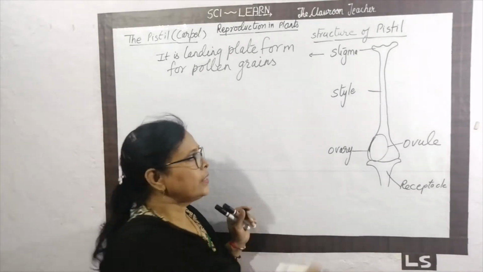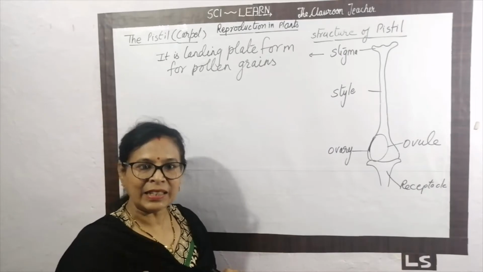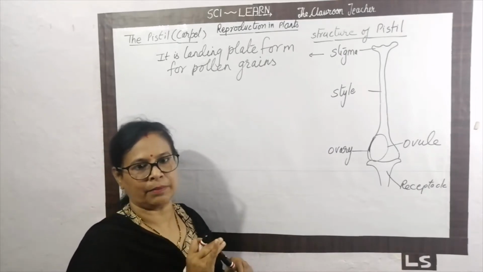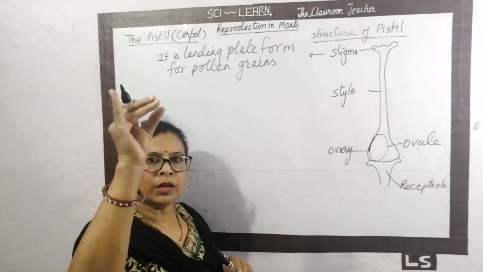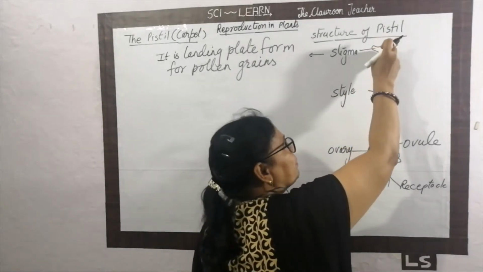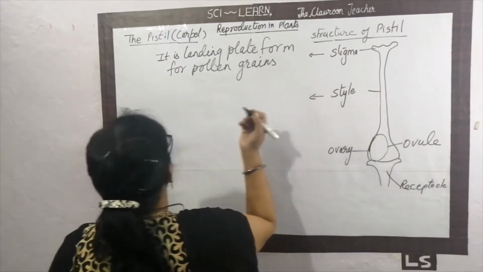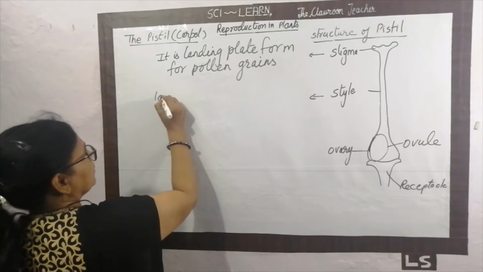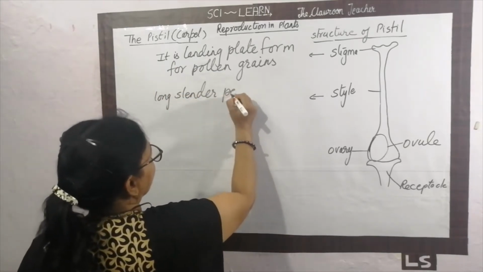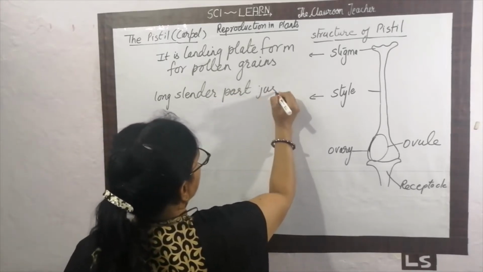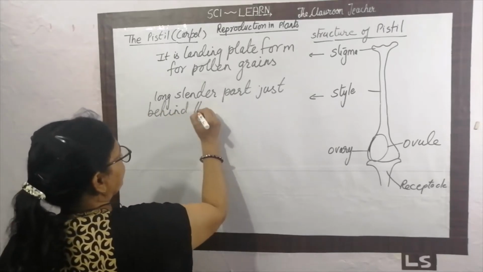What is the style? It is an elongated tube-like structure, an elongated cylinder just behind the stigma. And what is the role of this part? The pollen tube germinates inside this style. So what is the style? It is a long, slender part just behind the stigma.